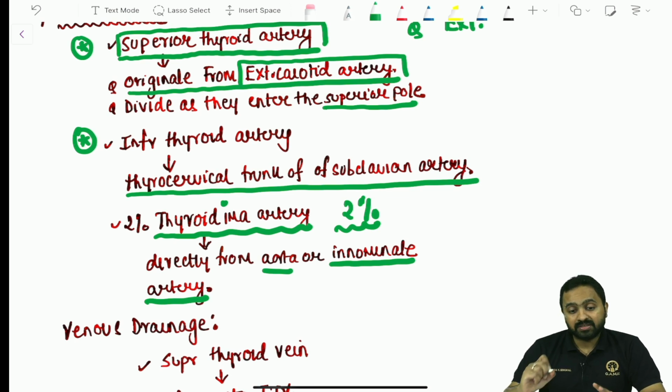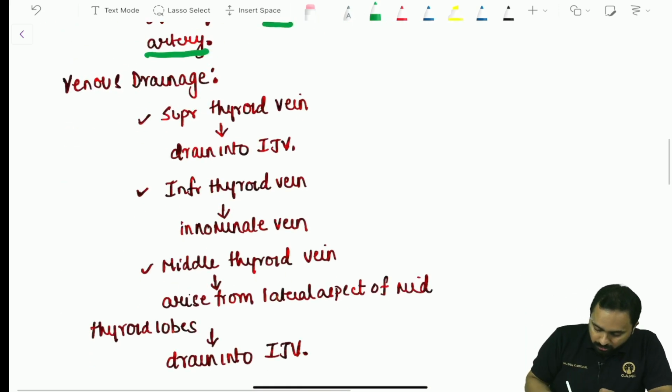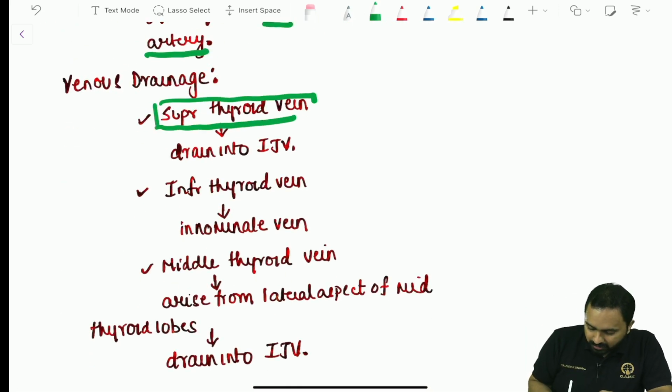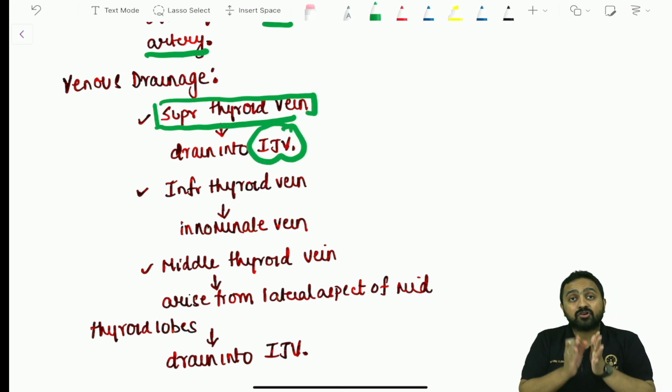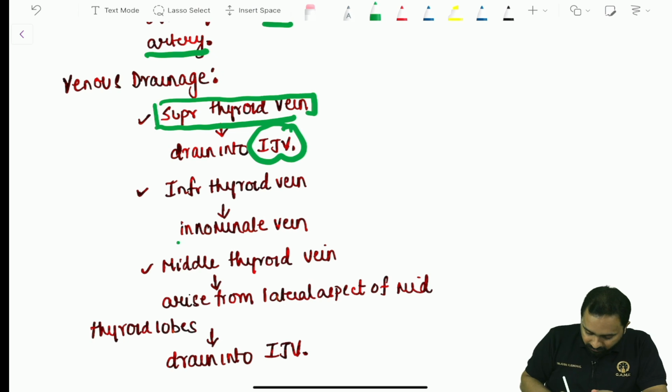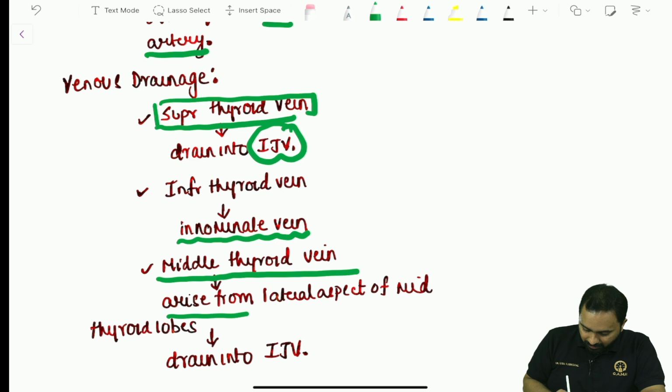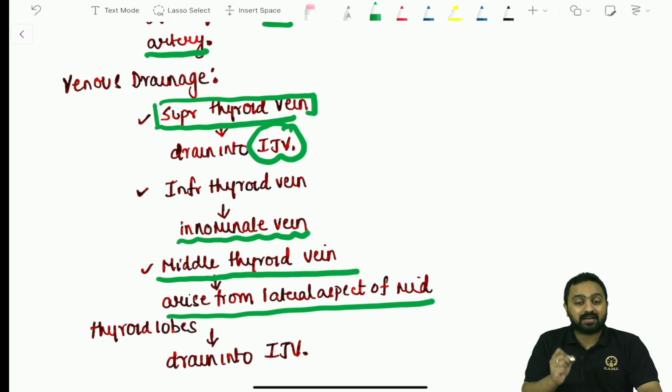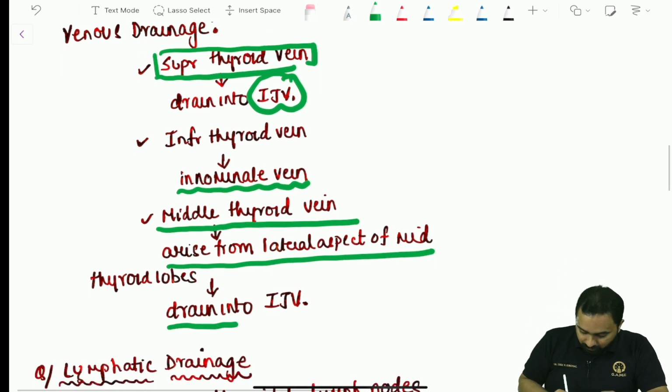Now regarding the venous drainage, you have the superior thyroid vein. Now the superior thyroid vein drains into the IJV. Then you have the inferior thyroid vein. Now this drains into the innominate vein, and you have the middle thyroid vein, which arises from the lateral aspect of the mid thyroid lobes, and they again drain into the IJV.